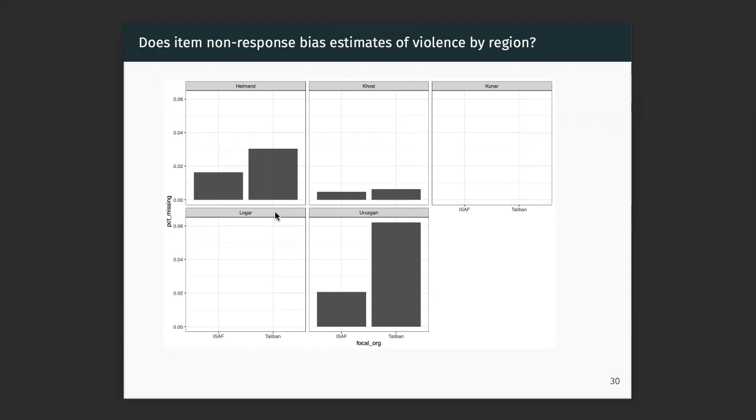See, in Helmand province, we have about 3% of the data missing. But then when we look at Uruzgan province, more than 6% of the respondents chose not to answer the question about exposure to Taliban violence, right? And about 2% of the sample chose not to respond to questions about coalition violence. In Logar province and Kunar province, we have no missing data at all. People did not appear to be fearful of retaliation in these places. Khost province, pretty low, but in Helmand and Uruzgan province, we have a problem.